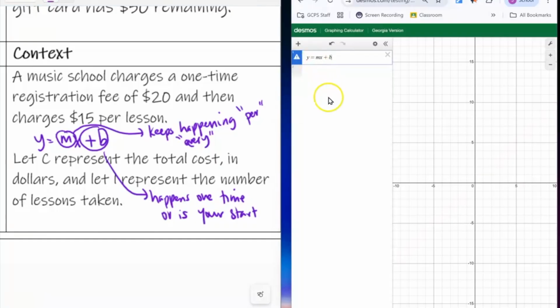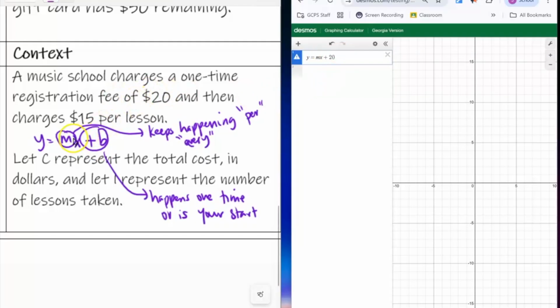You need to put something in the calculator before we answer the questions. So to identify my m, I'm looking for the thing that keeps happening, or the words per and every. And then to identify my y intercept, it just happens one time, or it says it starts at. So I'm going to read this question again. A music school charges a one-time registration fee of $20. So look, it happens one time. That's my $20. So that's my B. So my B is plus $20. Okay, go ahead and find your B.